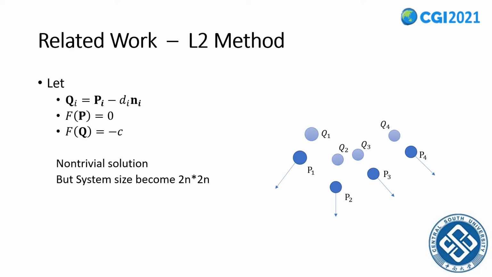In order to avoid the trivial solution, the L2 or L3 method was used. The idea is to get the offset points of the given points along the normal, i.e. let q_i equal p_i minus d n_i, where d is a small distance, and let f(q_i) equal -1. There is no trivial solution now, but the size of the system becomes 2n times 2n.